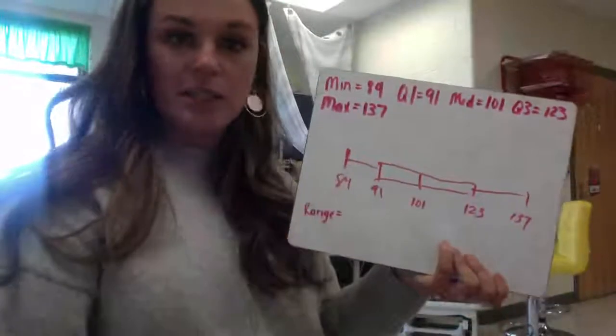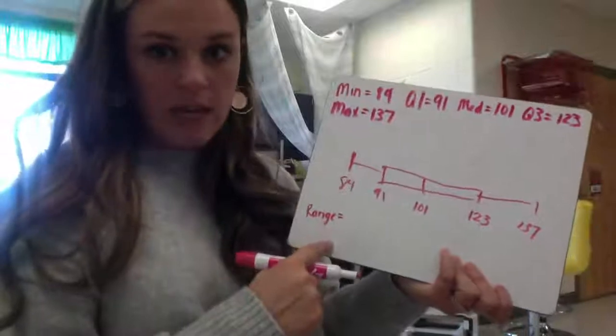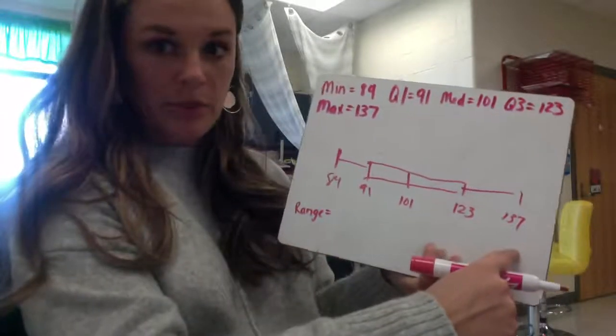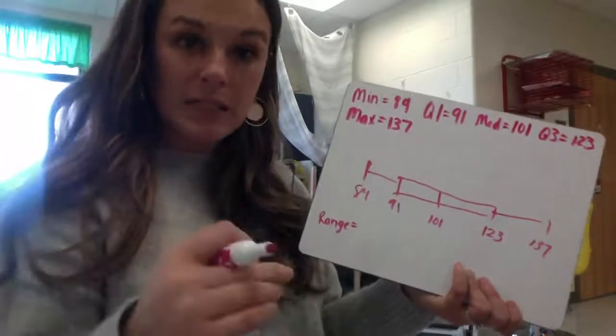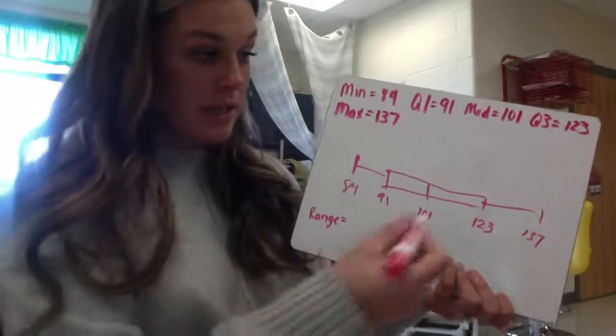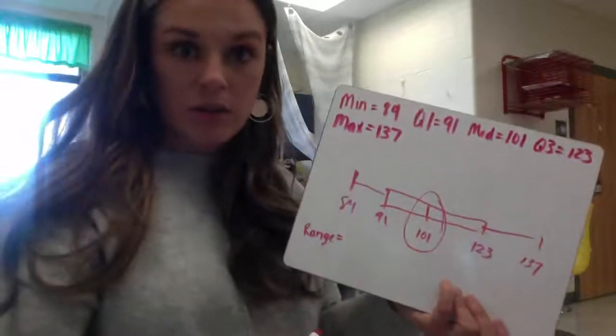Okay, the next questions are not over the set of data. It just has a graph like this, and it's asking you questions about it. But I'm going to go ahead and use this. What would be the range of this data? You would have to take the highest number, 137, minus 84, and figure out what that is, okay? Then the next one wants to know what the median is, and that is going to be your very middle line. So in this case, it would be 101.